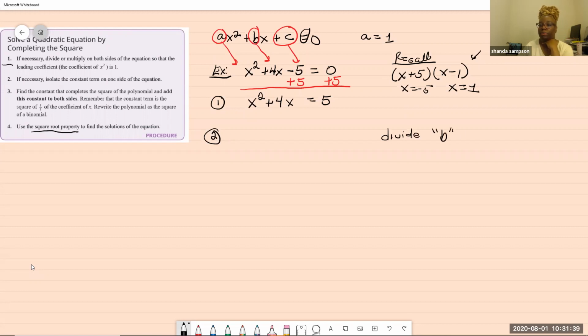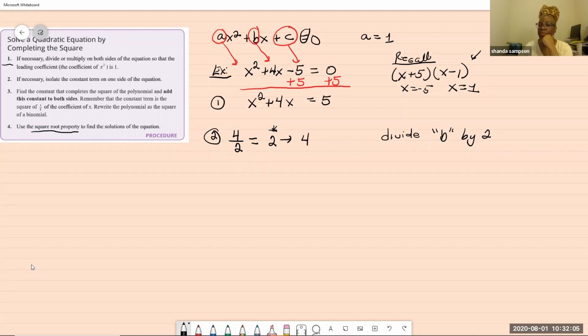B by 2. Because I don't like half, because students get confused with half when it's not an even number. So just divide b by 2. So I'm gonna take 4 divided by 2. And what's that equal to? 2. And I'm actually going to put a little asterisk here. I'll tell you why in a minute. And then I'm going to square it.